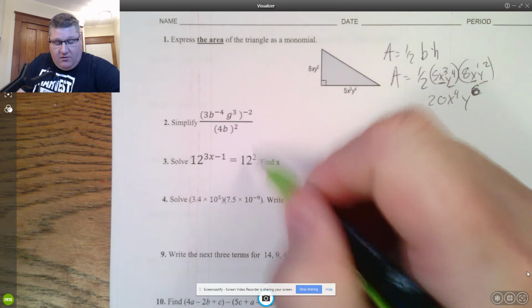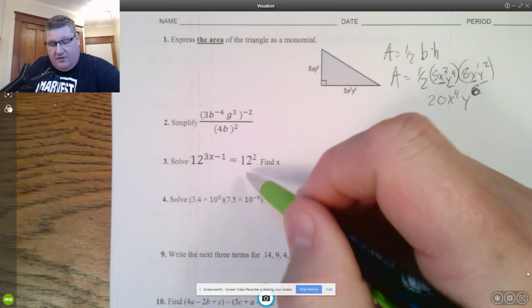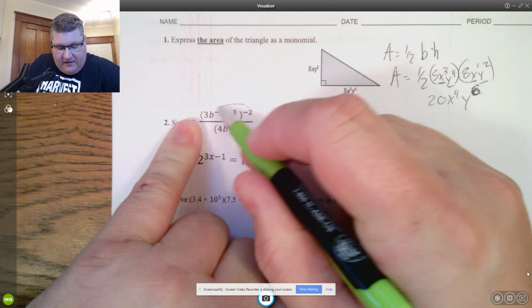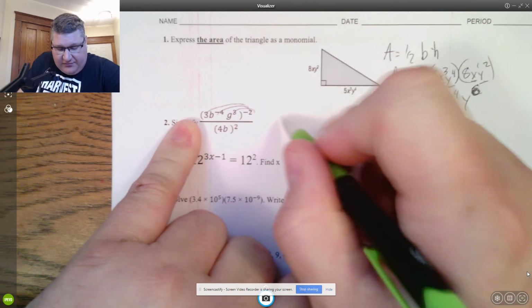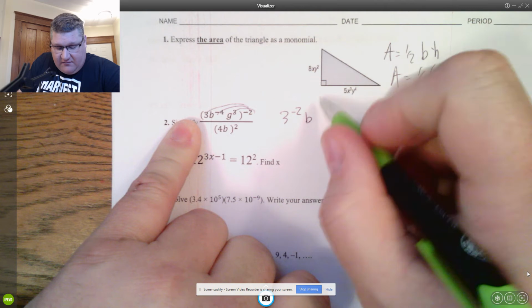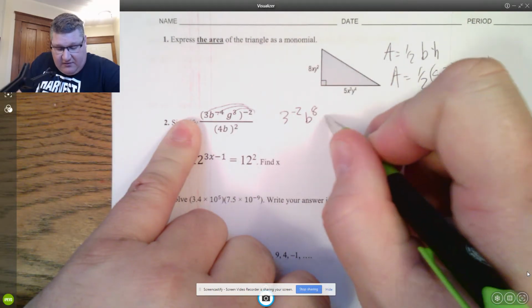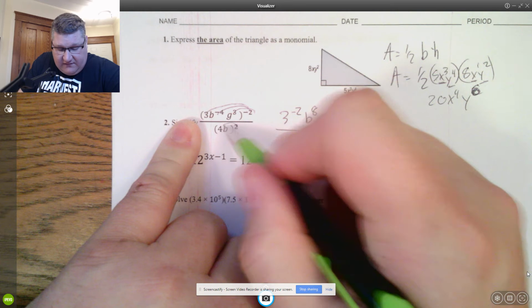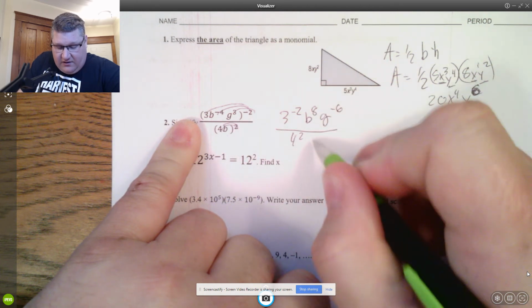Now, when we go over here and look at this, remember we want to get rid of all negative exponents first. So if I give away this, I get 3 to the negative second, b, now the two negatives are going to cancel out and make positive 8. And we're going to get g to the negative 6 all over, give this away, 4 squared b squared.